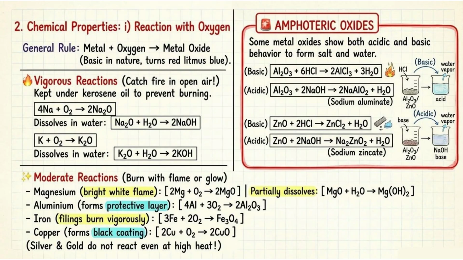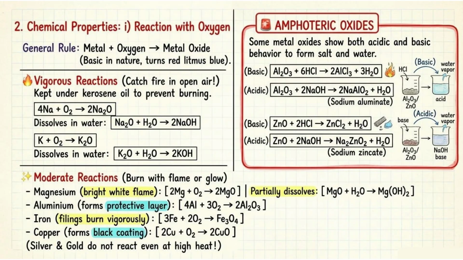Right, but the way they react varies wildly. Let's start with the really vigorous reactions. Sodium and potassium are so desperate to react that they will literally catch fire in the open air. Which is why they must be kept completely submerged in kerosene oil, just to keep them safe from the air. Exactly. Let's break down the chemical equation for sodium reacting with oxygen. We start with 4 atoms of solid sodium, so that's 4Na, plus oxygen gas, which is O2. And they react to form 2 molecules of solid sodium oxide. So the product is 2Na2O.